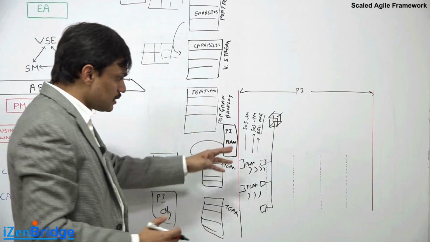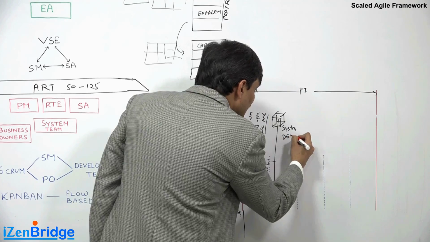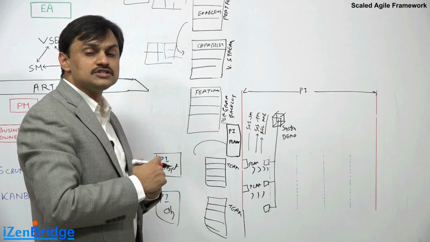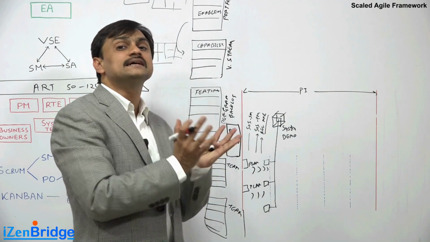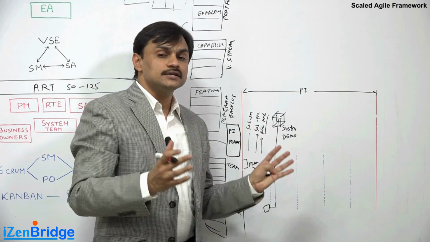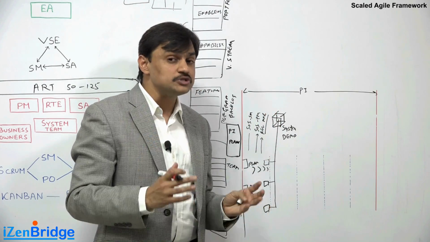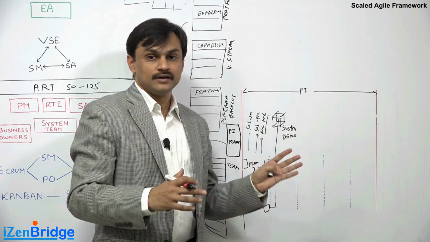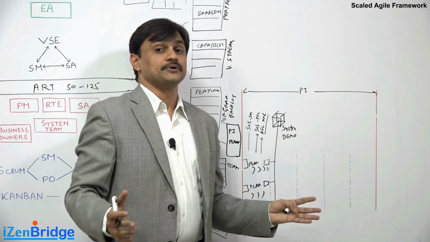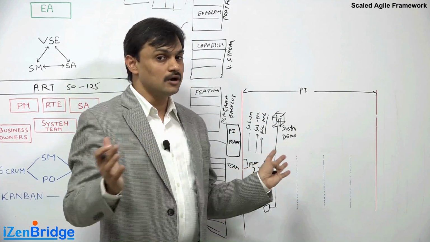In this particular part, there will be something called a system demo, and in this system demo, people who are business owners, product management, and other program level stakeholders can get a feel of the integrated increment. It's recommended to have continuous integration throughout the work, but at least at the end of the sprint, at the end of a 2 weeks iteration, SAFe recommends having one integrated system demo from the complete program team, or agile release train, which is like 125 people working together.